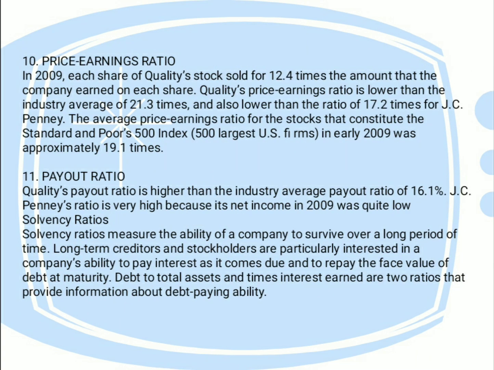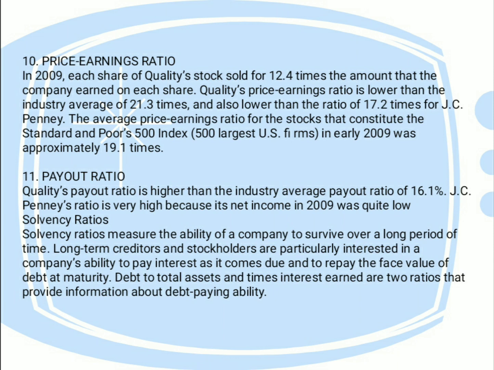Price-earnings ratio. In 2009, a share of Quality stock sold for 12.4 times the amount that the company earned on its share. Quality's price-earnings ratio is lower than the industry average of 21.3 times and also lower than the ratio of 17.2 times for JCPenney.